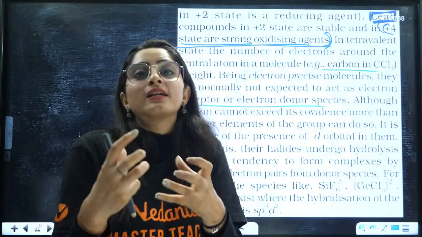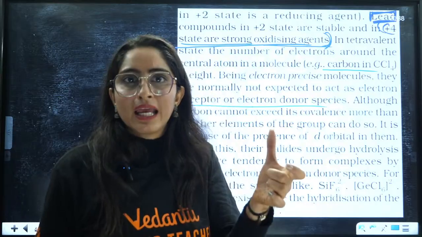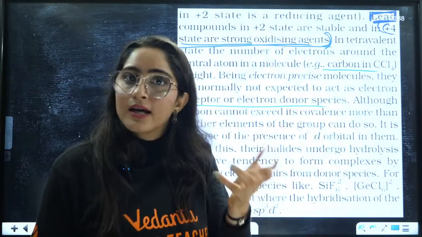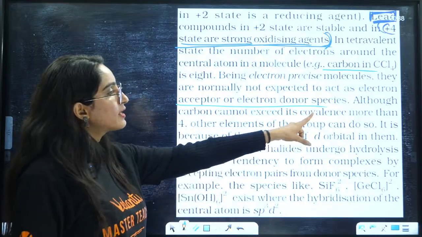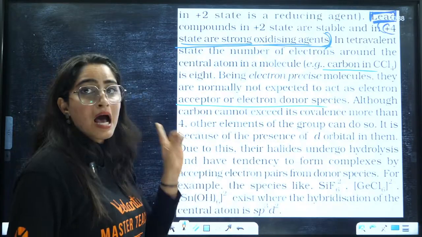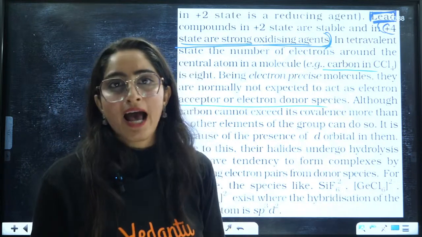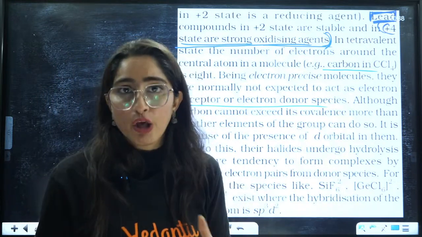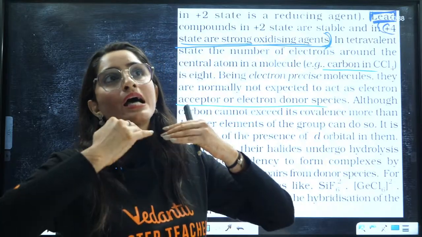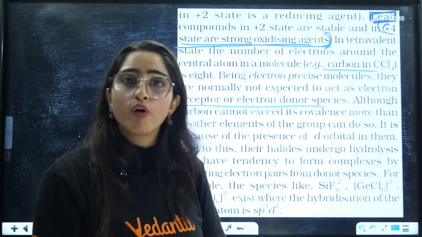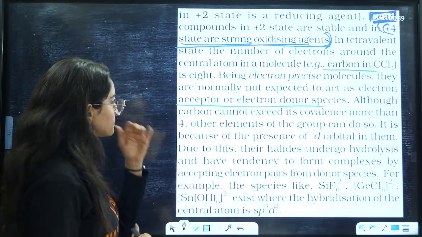So AlCl3 and other elements tend to form dimers, but BF3 was acting as a Lewis acid, right? But here it is not the case. Carbon cannot exceed its covalency of 4. Just like boron, the first element will not have vacant d orbitals. That is why boron was not able to expand its covalency beyond 4, and carbon will not be able to do the same, right?